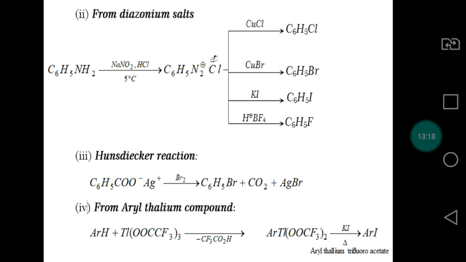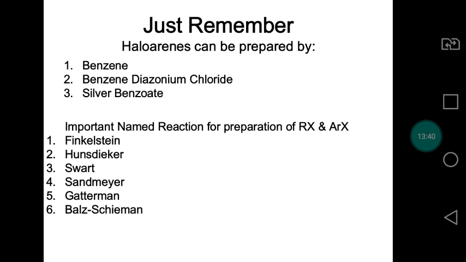Similarly, the Hunsdiecker reaction can also be used for getting bromobenzene from silver benzoate. And there is one specific reaction for competitive exams: from benzene, if we add a thallium complex, then we will get iodobenzene. So again, we have used three main reactants to prepare haloarenes. Number one is benzene, number two is benzene diazonium chloride, and number three is silver benzoate.